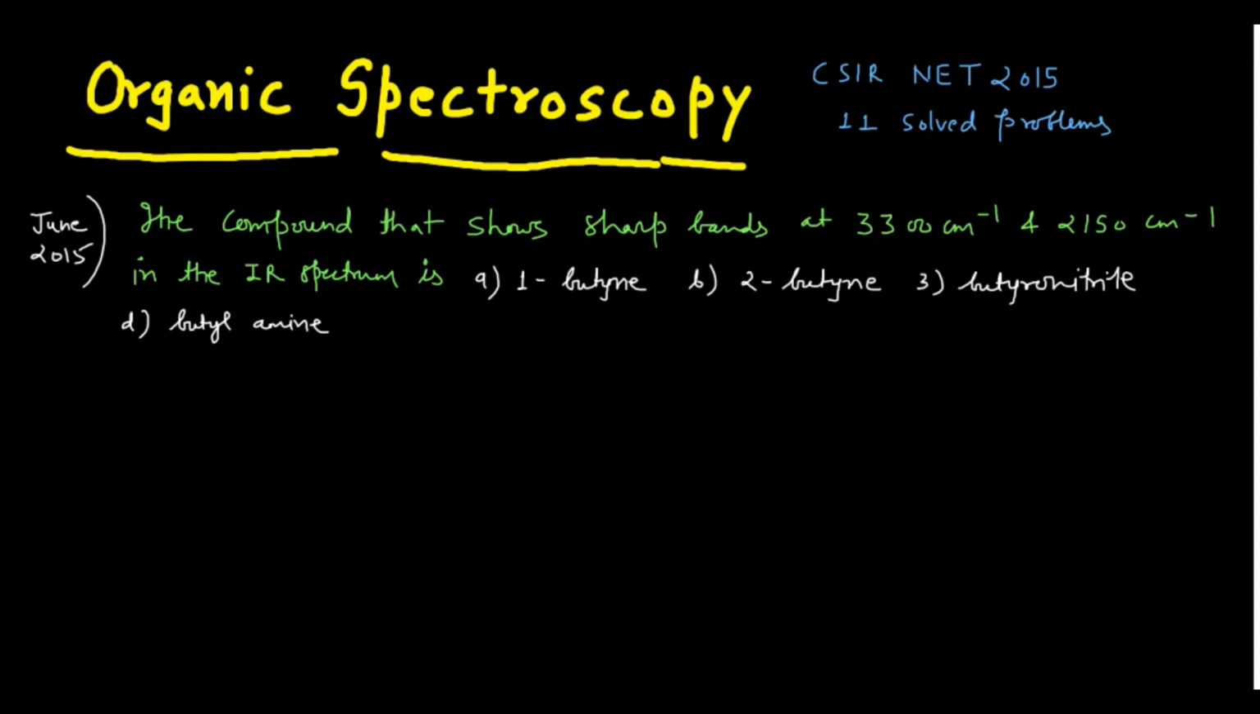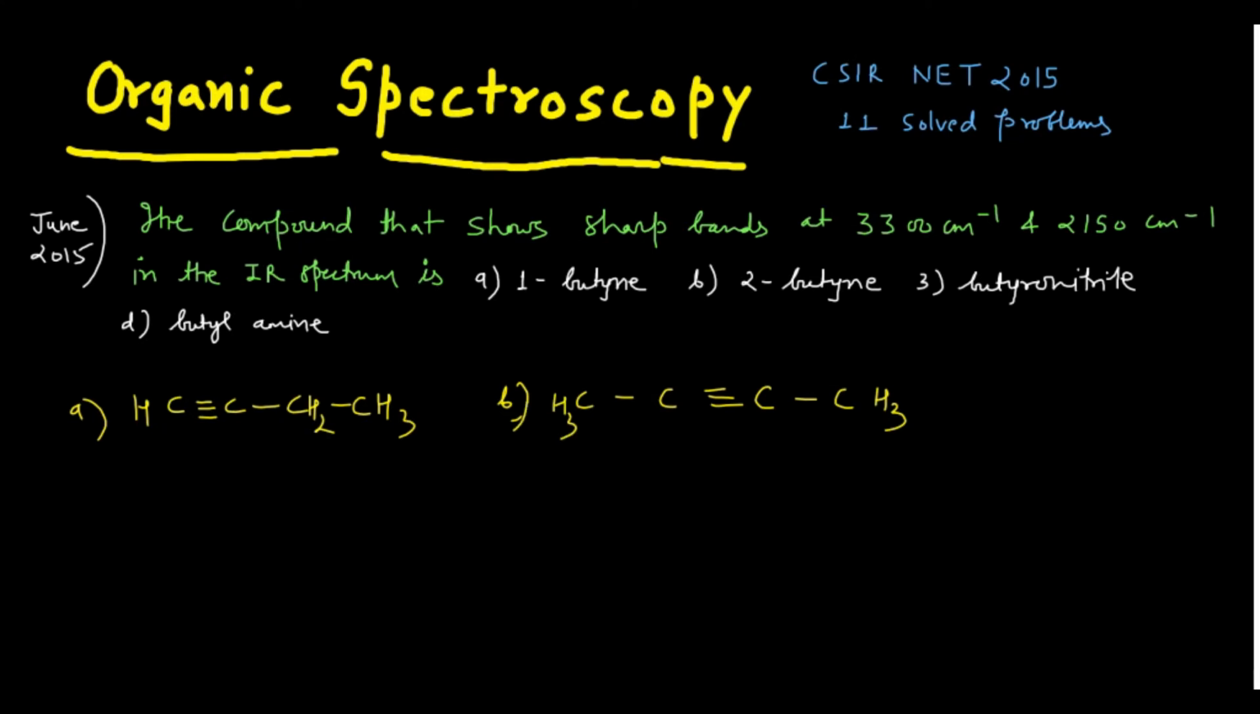To solve this question, I have to draw the structures of the different compounds given in the question. This is 1-butyne, so I can put a triple bond here. This is your CH, this is your CH2, and this is your CH3. So this is your compound A, and compound B is 2-butyne, so C triple bond C, CH3 here and CH3 here.